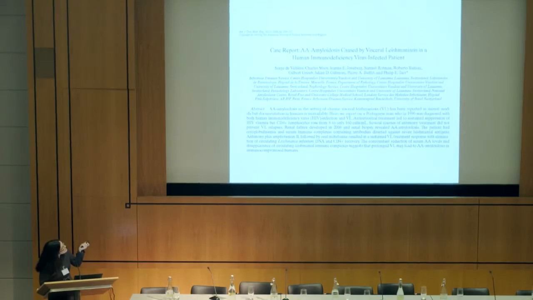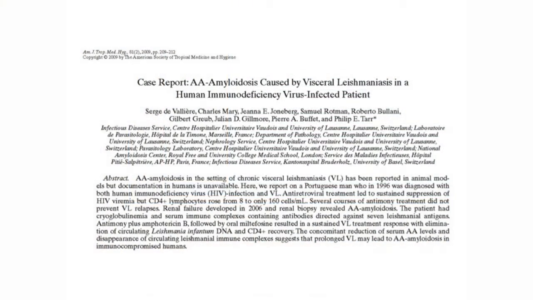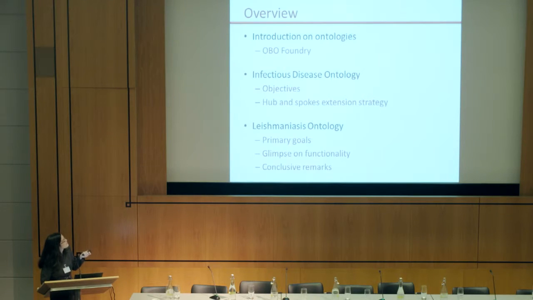This one is reactive amyloidosis, which means that it is a rare disease due to persistent chronic inflammation. And as you can see, patients with visceral leishmaniasis co-infected with HIV developed AA amyloidosis. So actually, many diseases, more than we can imagine, are really connected.